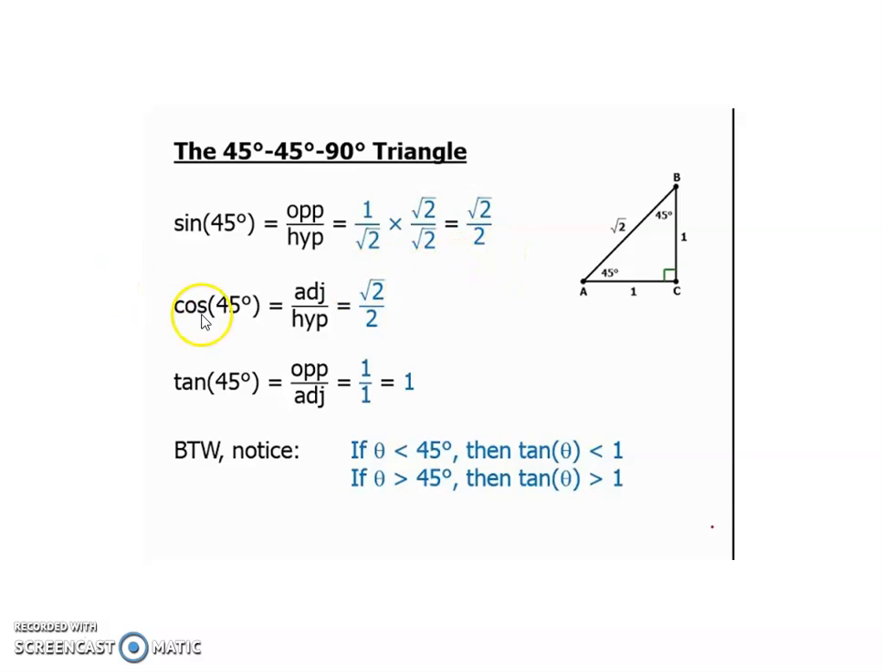So cos 45 is what? Adjacent upon hypotenuse, root 2 upon 2. In this diagram, 1 is the side distance of AC and BC, and the hypotenuse distance AB is equal to root 2. Be careful. Tan 45 is opposite upon adjacent, 1 upon 1, which is equal to 1. So we note that if theta is less than 45, then tan theta is less than 1. Theta greater than 45, tan theta is greater than 1.